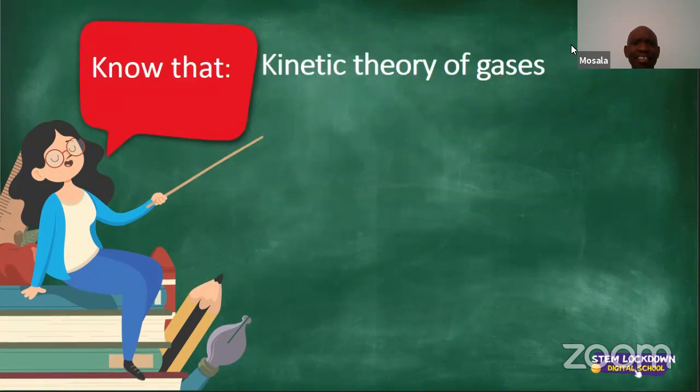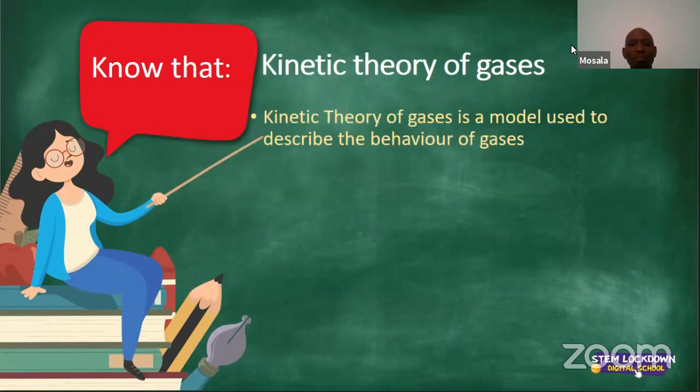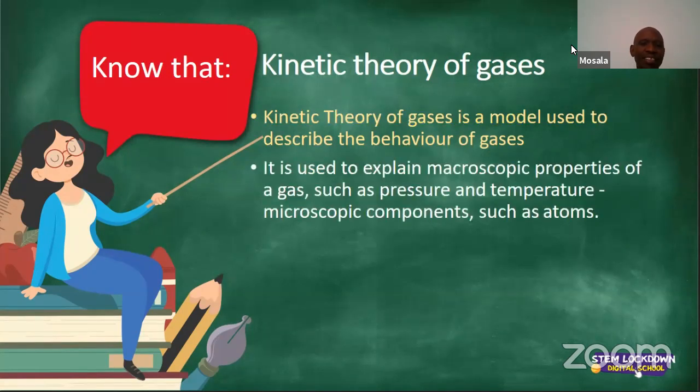Right, let's look at kinetic theory of gases. The kinetic theory of gases is a model that is used to describe the behavior of gases. That is, it's just a model that has been used to describe how gases behave. It is used to explain macroscopic properties of gas, such as pressure and temperature, as well as microscopic components such as atoms.